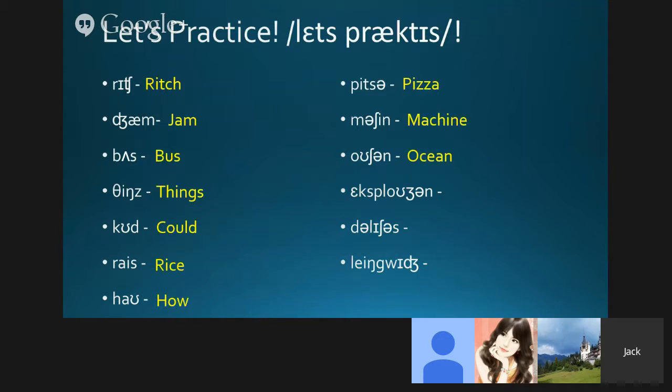This is a rather long one. We'll take it chunk by chunk. It's explosion. Explosion. This next one is delicious. Delicious. And then finally we have language. Language. So if you could follow along with that, then you're already doing pretty well.